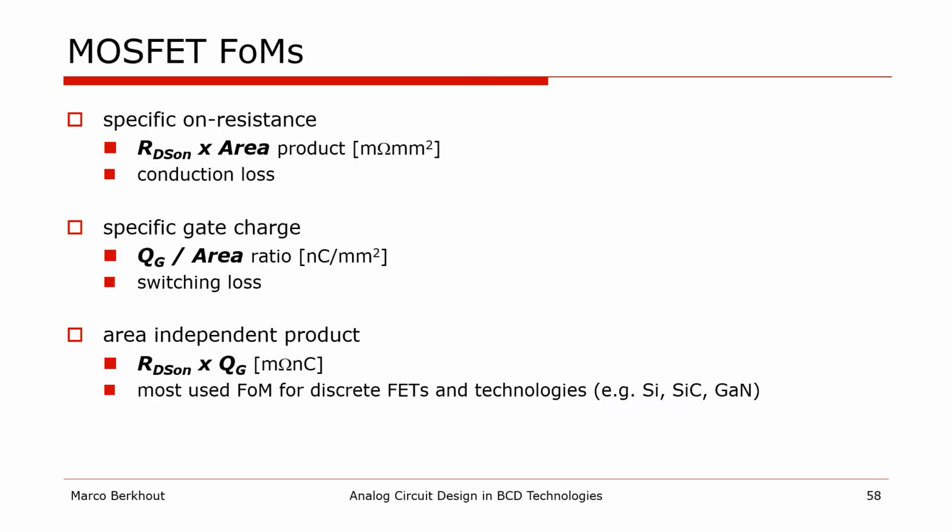Specific on resistance is used to estimate the required silicon area to achieve a certain on resistance, which is associated with conduction loss. Specific gate charge can then be used to estimate the current consumption when switching that power FET at a certain frequency, which is associated with switching loss. Combining the two, we get a figure of merit that is area independent and is often used to compare discrete power FETs and different technologies such as silicon carbide and gallium nitride.